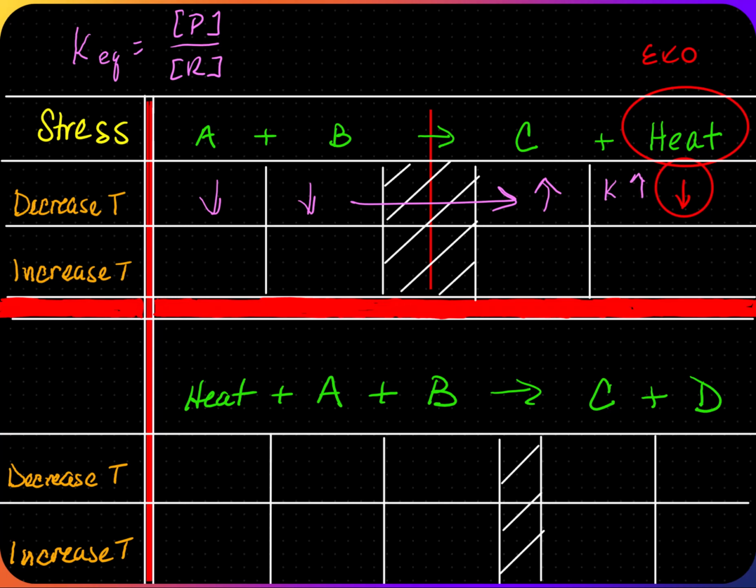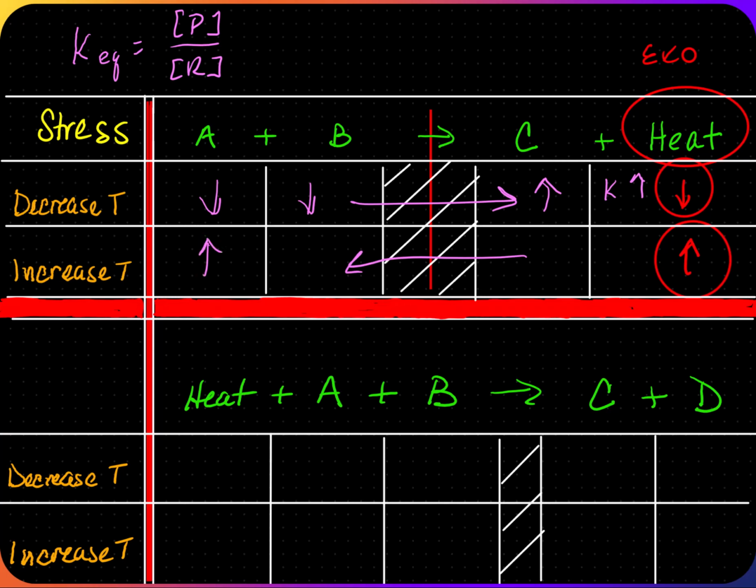So when the temperature is increased, where there is heat, my temperature is going to increase. So that means more heat can be transferred. So we need to decrease the heat. So we shift to the opposite side. So we're going to shift to the reactants.